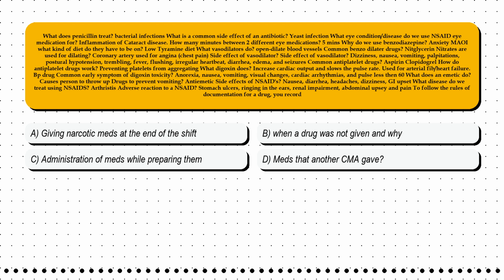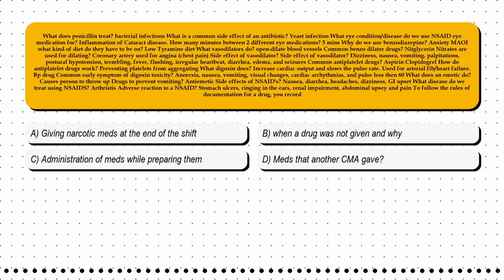Side effects of NSAIDs: nausea, diarrhea, headaches, dizziness, GI upset. What disease do we treat using NSAIDs? Arthritis. Adverse reactions to an NSAID: stomach ulcers, ringing in the ears, renal impairment, abdominal upset, and pain.